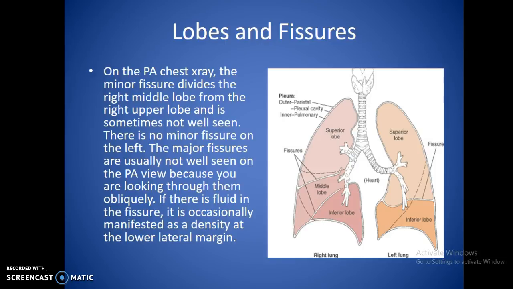Lobes and fissures. Lobes are just different sections of the lung. Fissures are just the divisions between those lobes. So on the right lung, you should notice that you have 3 lobes: superior, middle, and inferior. Left lung, you have a superior and inferior lobe only.